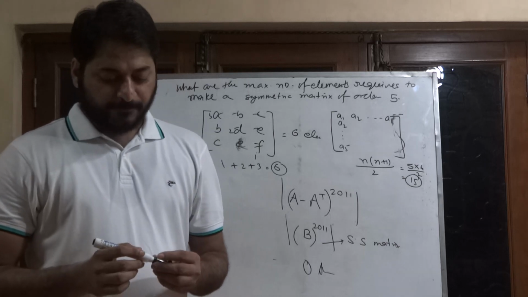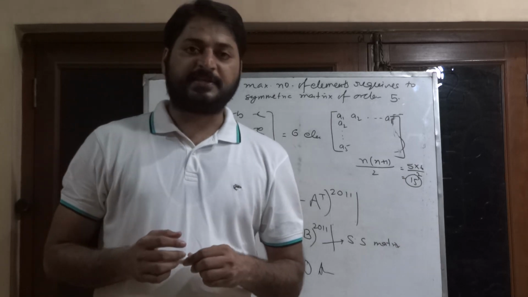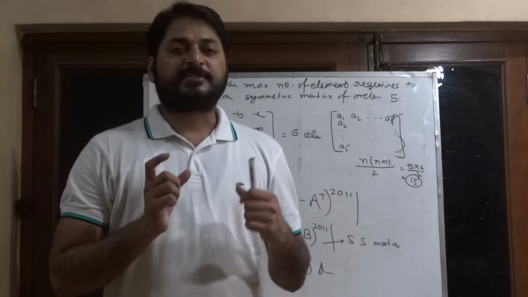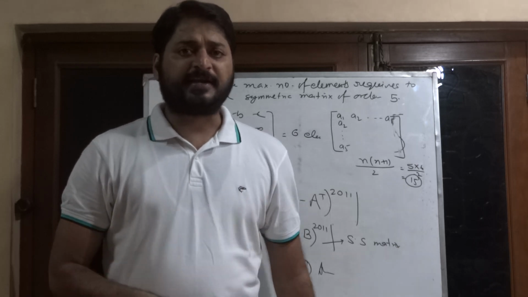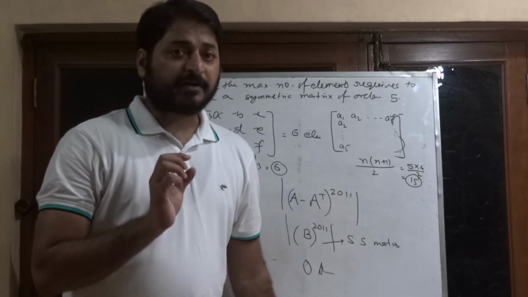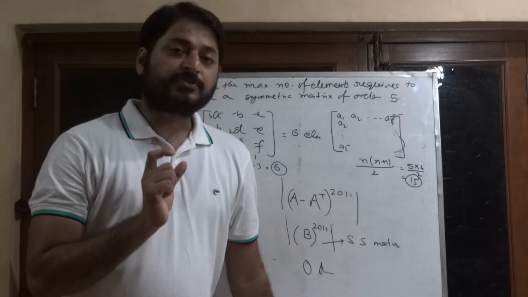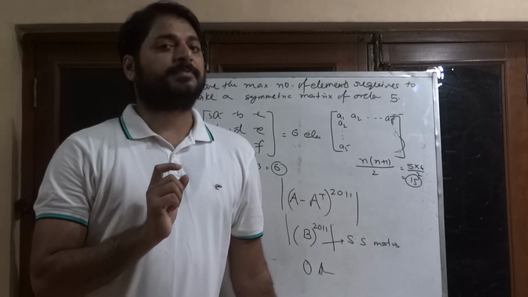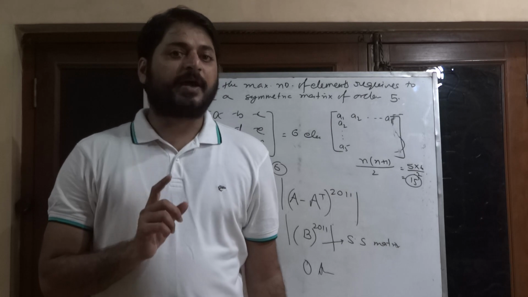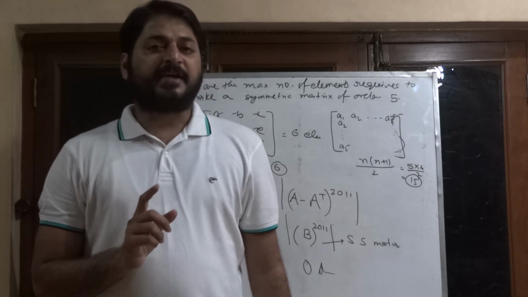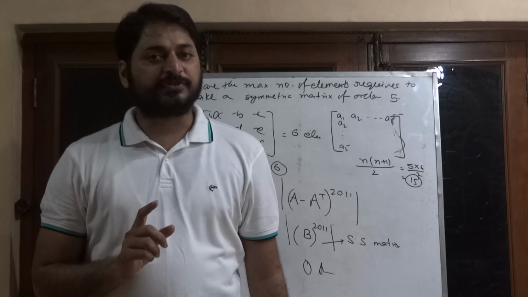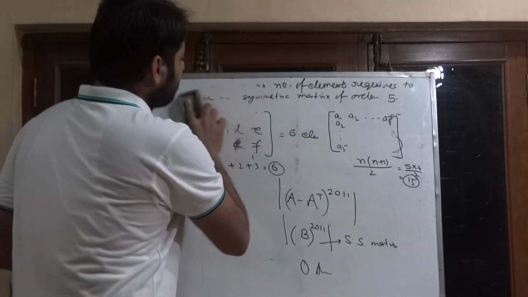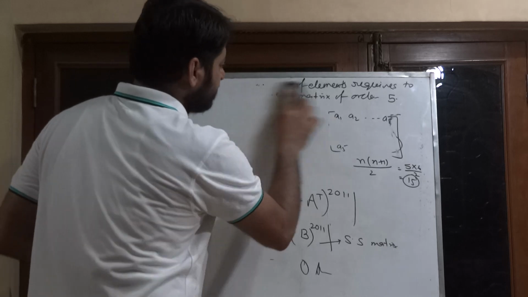Now, from the board point of view, there is one important theorem regarding symmetric and skew symmetric matrices: every square matrix, mark my word, every square matrix can be represented as the sum of a symmetric and a skew symmetric matrix. I will just show you some mathematical interpretation of this statement.